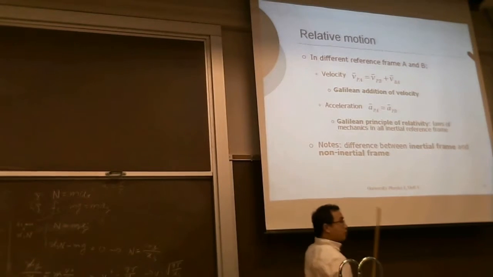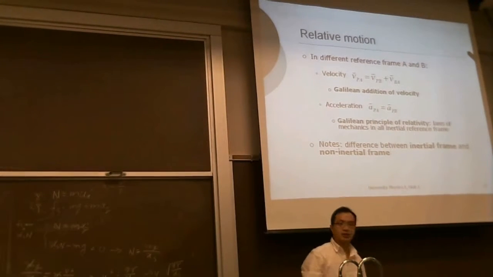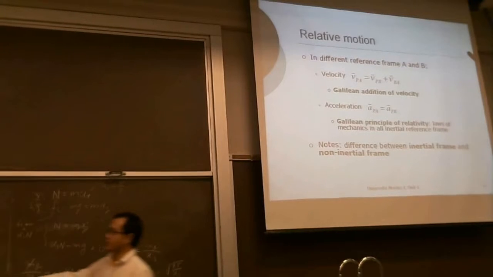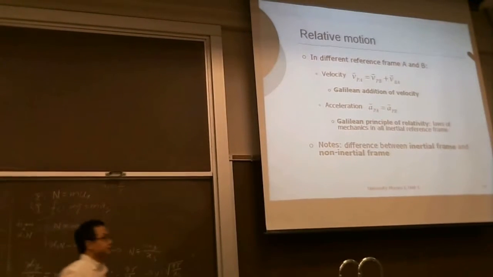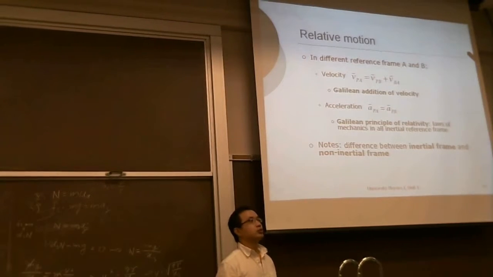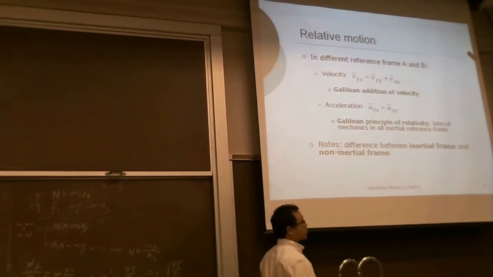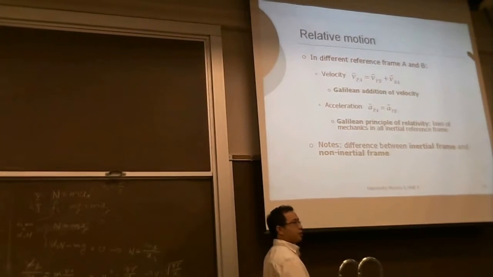This shows that sometimes you may need to do vector addition if they are not along the same direction, like this case. This is actually called the Galilean addition of velocity. That's the rule to combine velocities from different reference frames. It's named after Galileo because he was the first one to say this is a general rule.